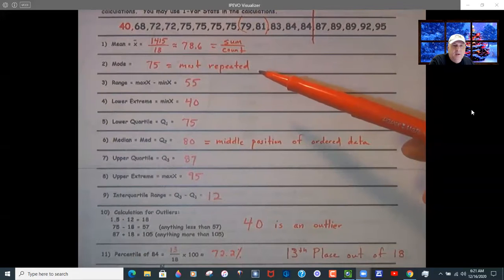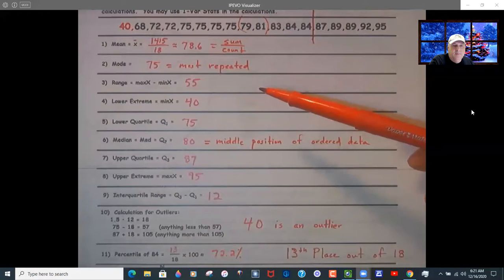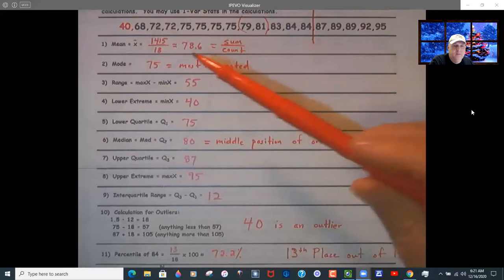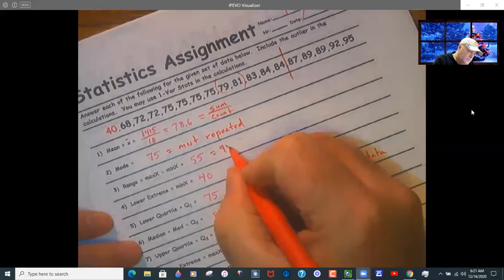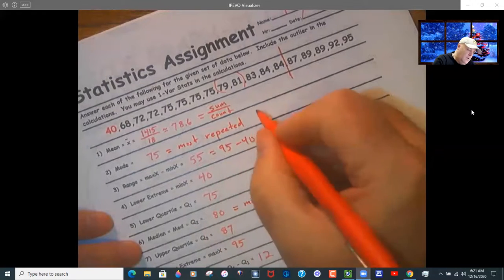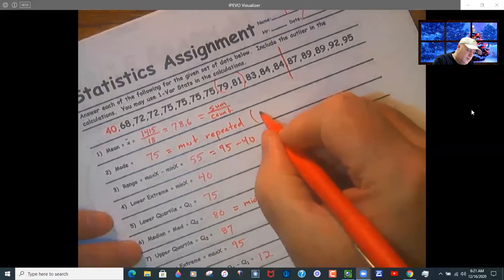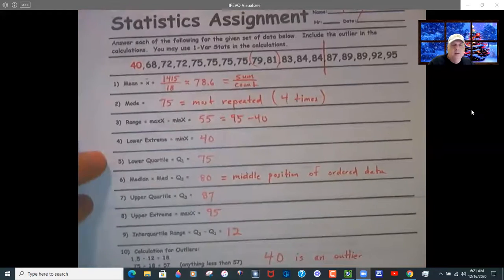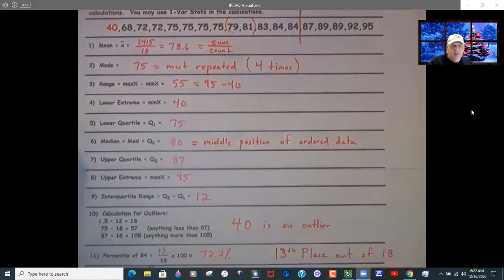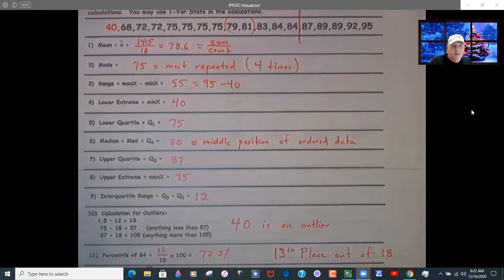75 is the most repeated. That happens 1, 2, 3, 4 times. 55 is the range, so 95 minus 40. And we'll say 4 times here. It's no mode if there are no numbers repeated, and there can be many modes. Lower extreme and upper extreme speak for themselves.